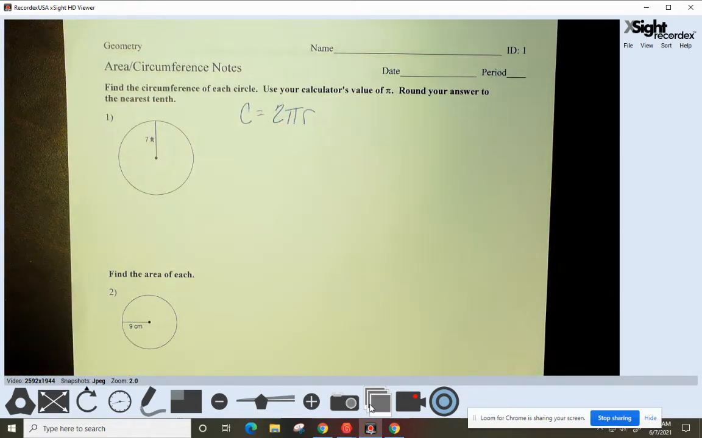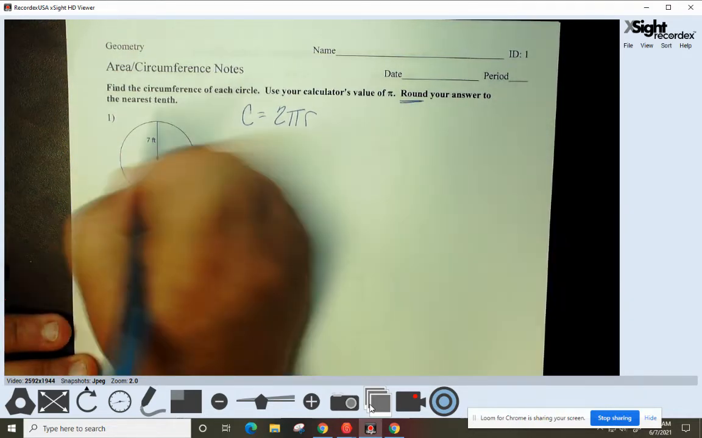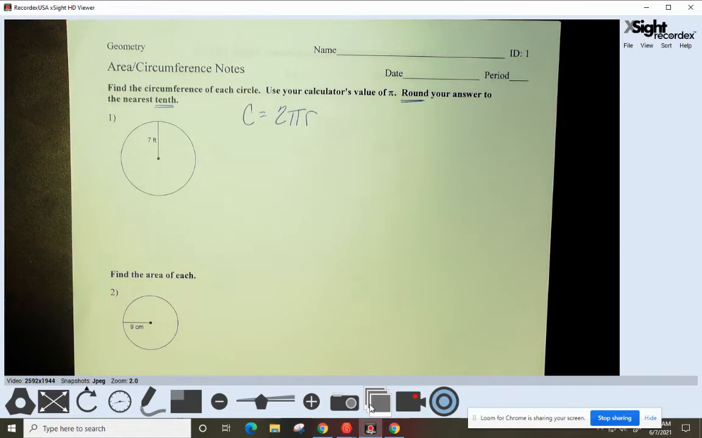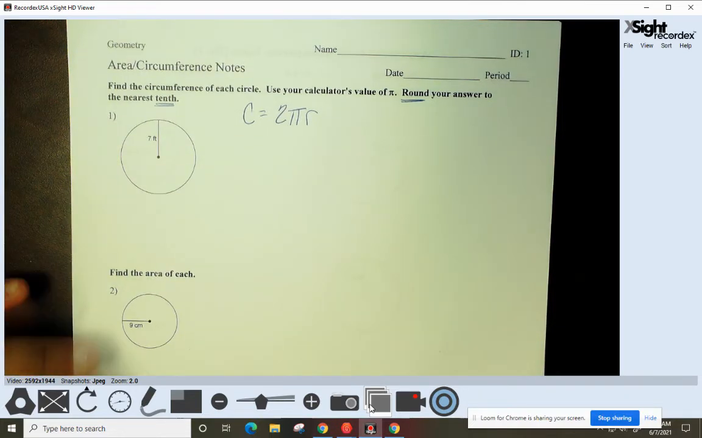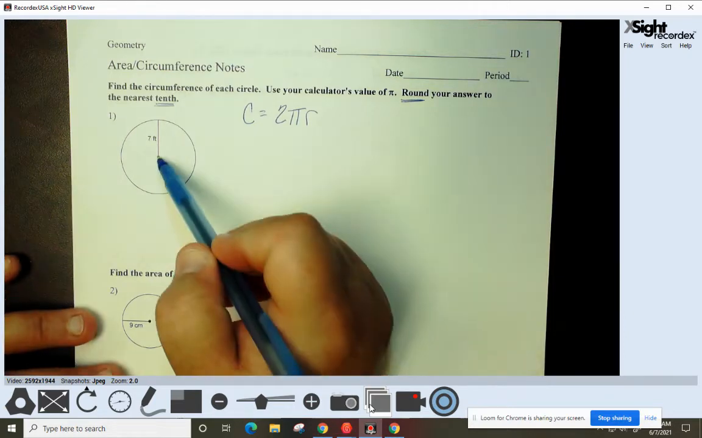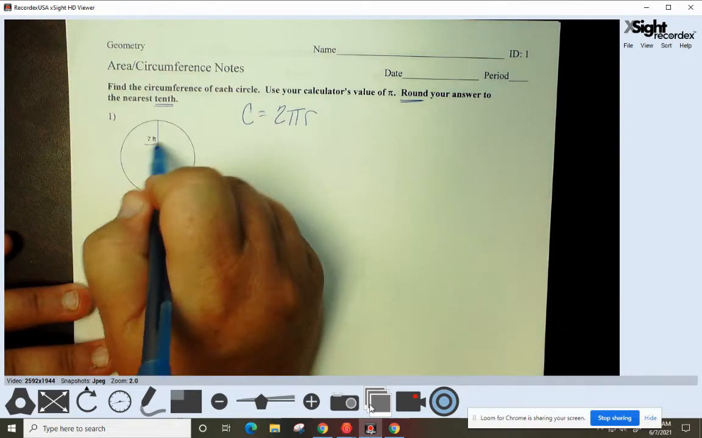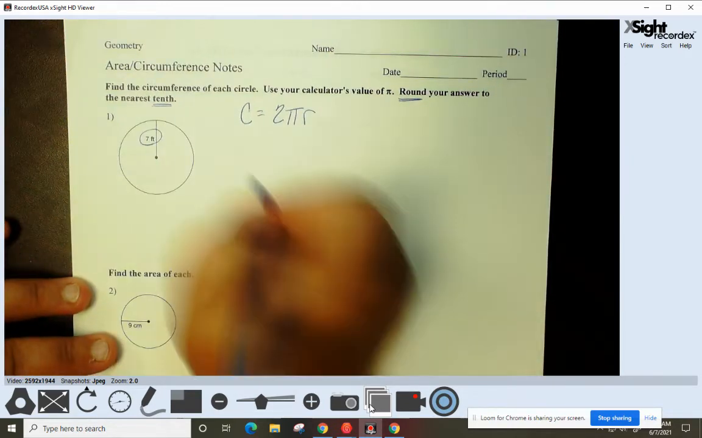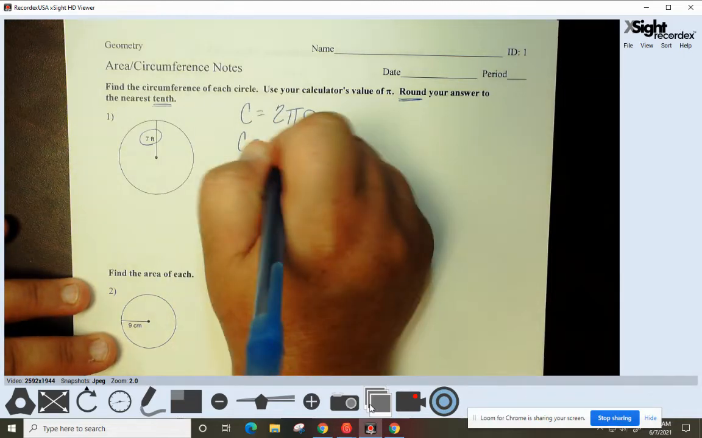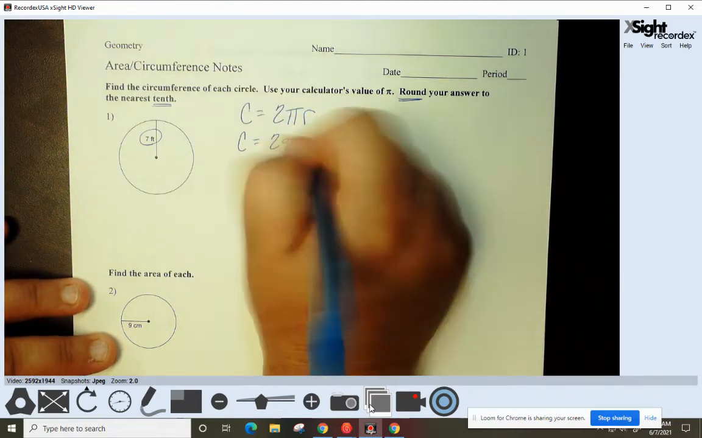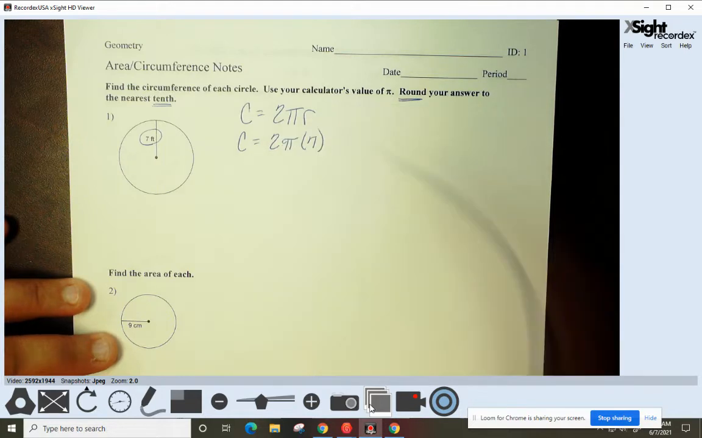Okay. It says to use my calculator's pi button, so that means that I'm going to type everything into my calculator using that pi button. And we're going to round our answer to the nearest tenth, which is that 1 decimal place. So what we're going to do is look at our picture. A radius goes from the center out to any point on your circle. So that means that my radius here is 7 feet. So my circumference is going to be 2 times pi times my radius of 7.